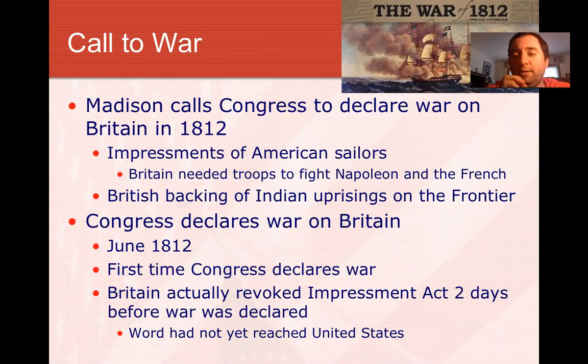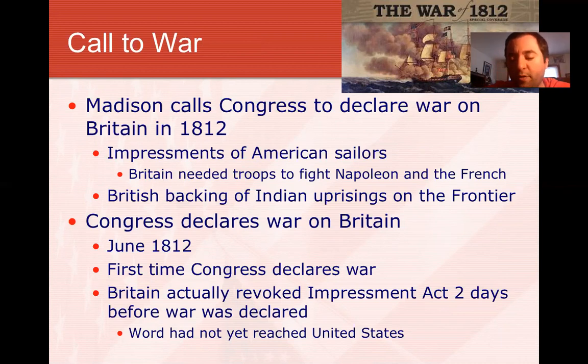So on the left-hand side, please write the question, why does Congress want Madison to declare war? The question on the left should be, why does Congress want Madison to declare war? Please jot that down. So the year is 1812, a few years into his presidency, and Madison is going to call on Congress to declare war on Britain.